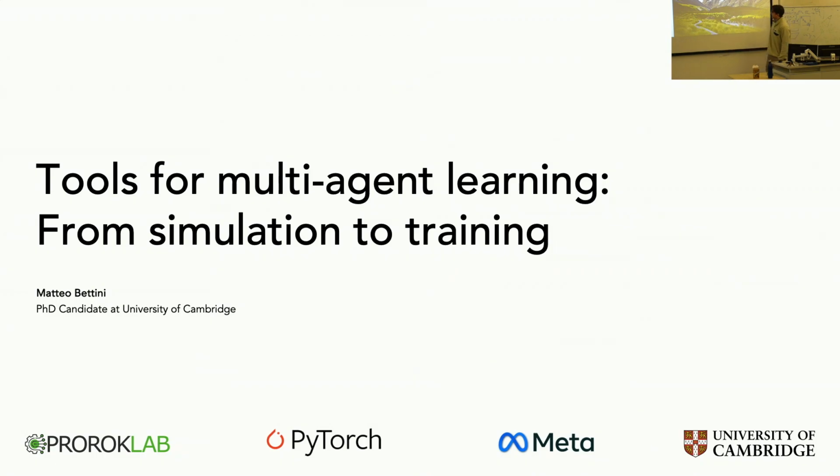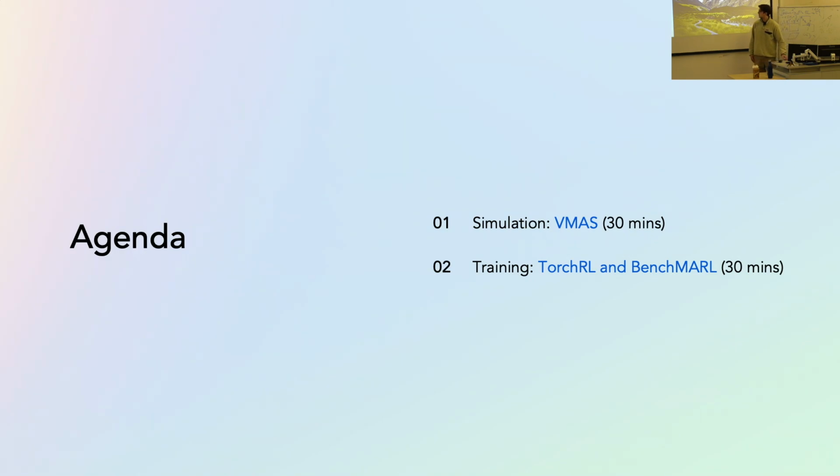The work I am presenting today is about tools, part of which we developed here at the university and part of which were developed as part of PyTorch at Meta. Specifically, I divide it into two parts of more or less 30 minutes each. The first part will be about simulation and simulating multi-agent systems, and the second part will be about training. For each part, I will introduce the library that we will use.